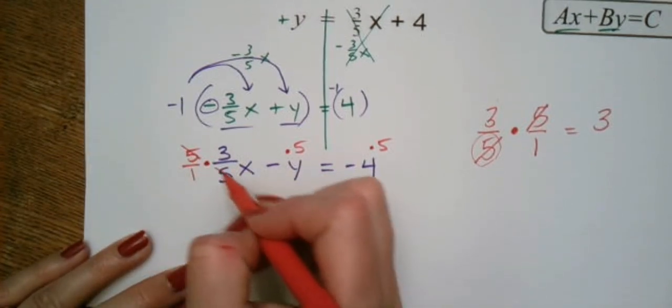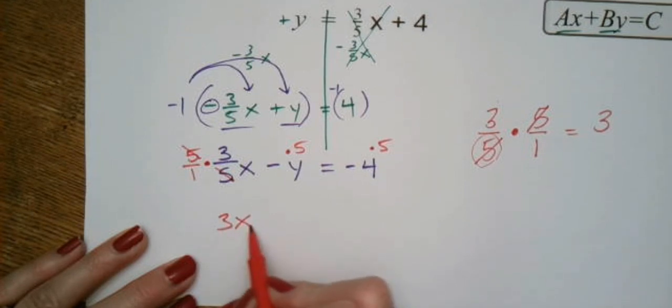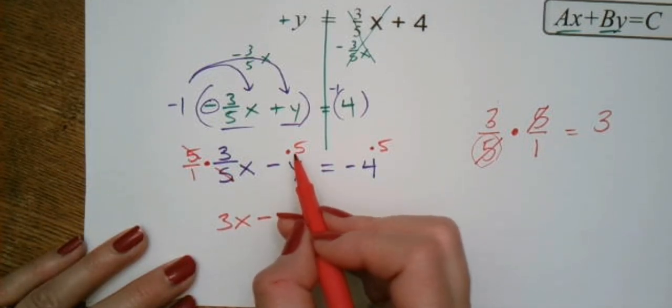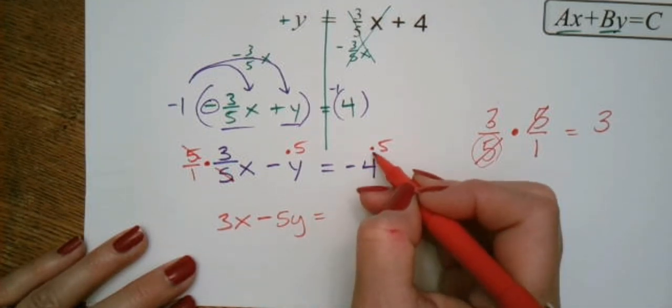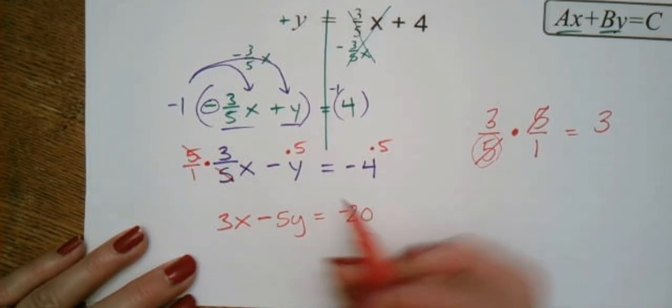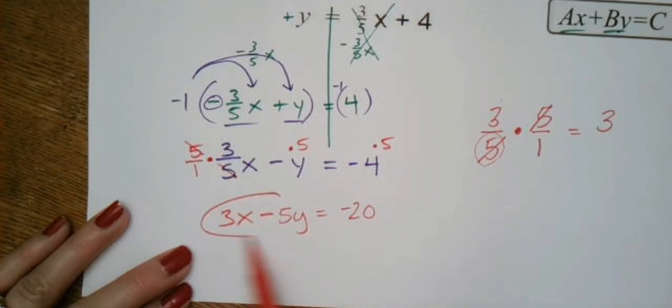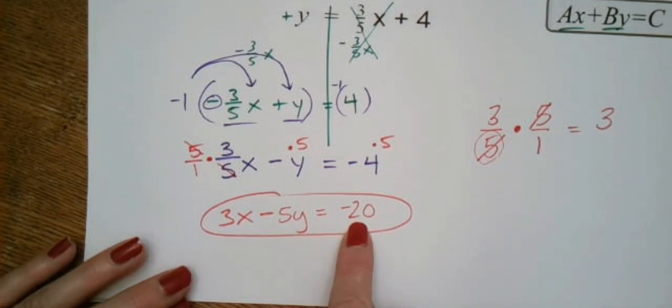The 5s will cancel, and I'll end up with 3x. Then I'm multiplying this by 5, so -5y instead of -1y, and then -4 times 5 is -20. I'm going to check to see if I have to simplify. There's nothing that I can divide all three terms by, so I am done. So I've got 3x minus 5y equals -20. The a is 3, the b is -5, the c is -20.